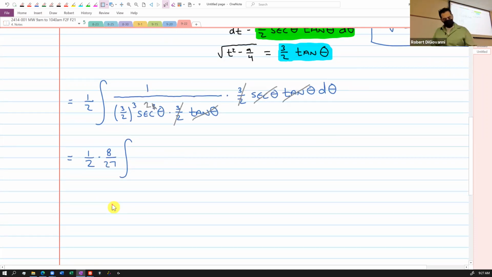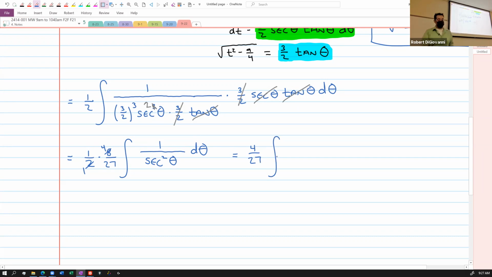Okay, what's still in the integral? 1 over what? Secant squared theta, d theta. All right, I'll go ahead and clean that up on the outside. Let's see, that 2 goes in there once, that's 4. So we have 4 over 27 integral, 1 over secant squared theta d theta.